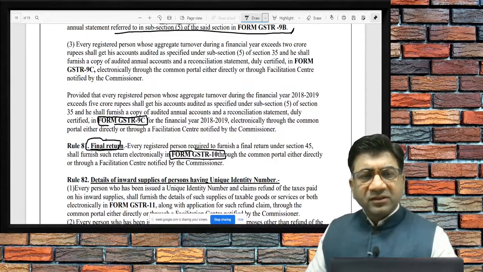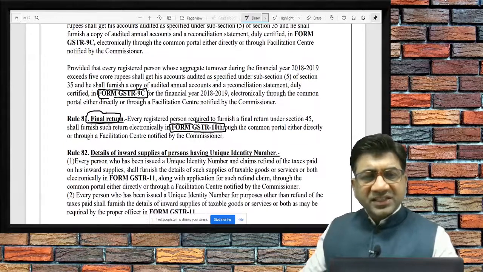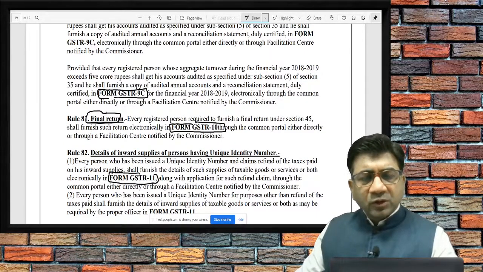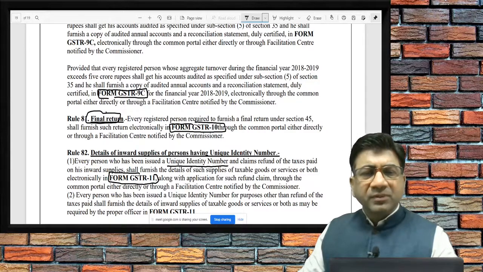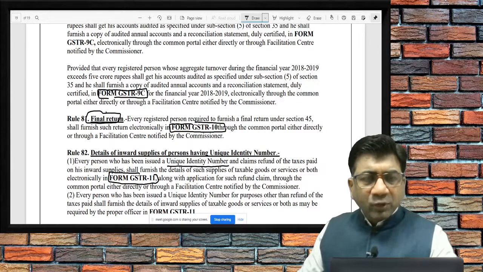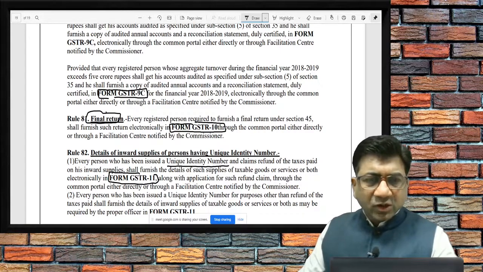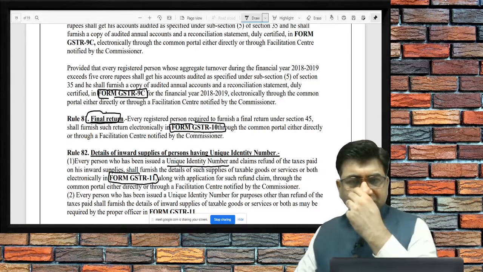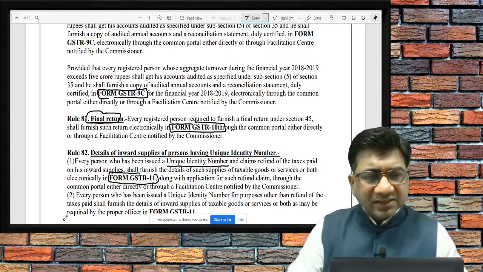Final return. Final return. And GSTR 11, yes my dear friends, for those people who are allotted a unique identity number. These are the diplomats, embassies, consulates, yes, international organizations. So now what we'll do is we'll make a table. Yes guys, we'll make a table.